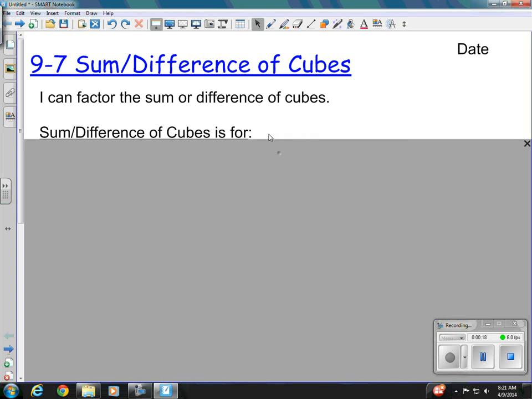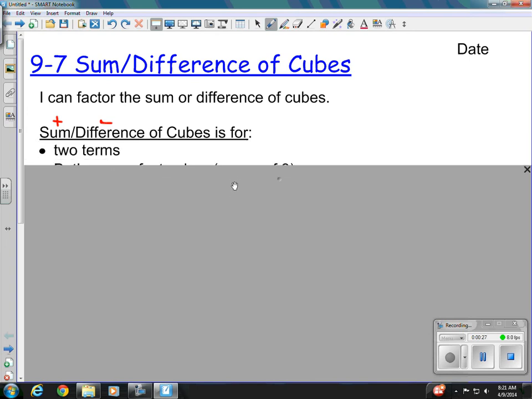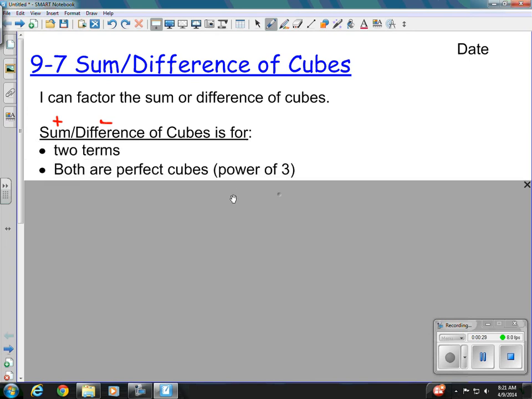Now, sum or difference means we're allowed to add or subtract. So sum or difference of cubes is for two terms, and both terms are perfect cubes. That means we're going to have the power of 3. Saying sum or difference of cubes takes a long time, so I just say sum of cubes, which is SOC, and difference of cubes is DOC, so I call it sock and dock.